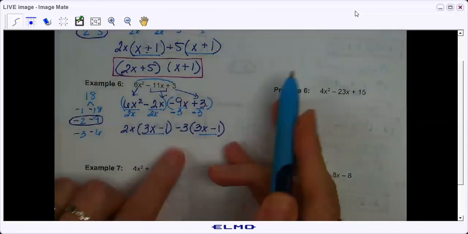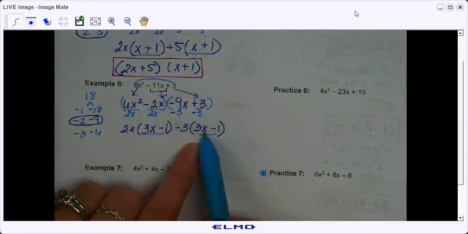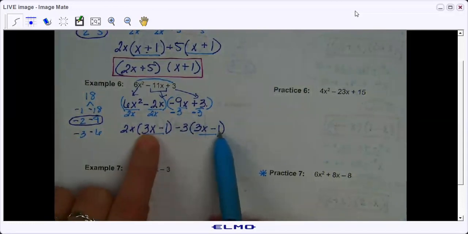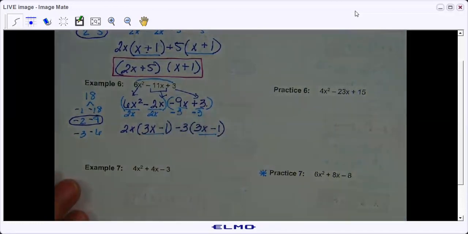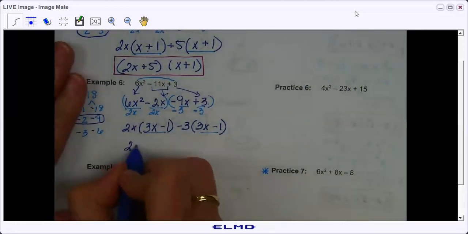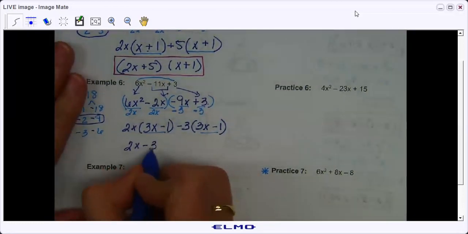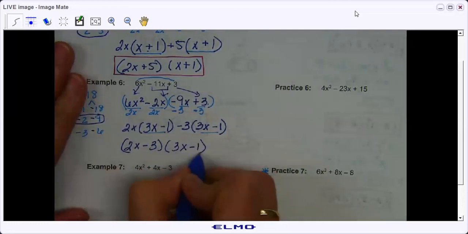Now, if instead of pulling out a negative 3 I pulled out a positive 3, then in here I'd have a negative 3x plus 1, and that wouldn't match here. Okay, so that's why it's important to pull out that negative if you need to. All right, our final answer here is 2x minus 3 times 3x minus 1.